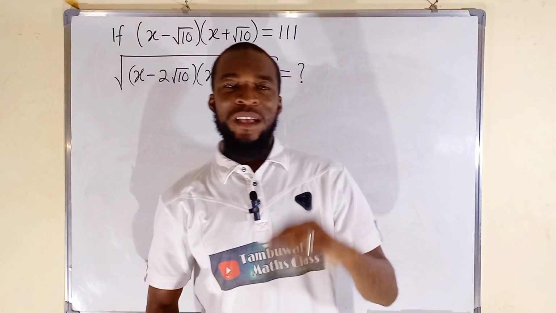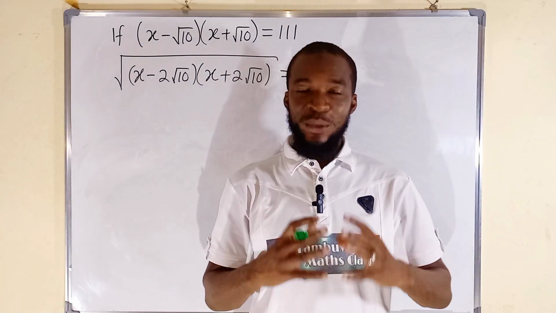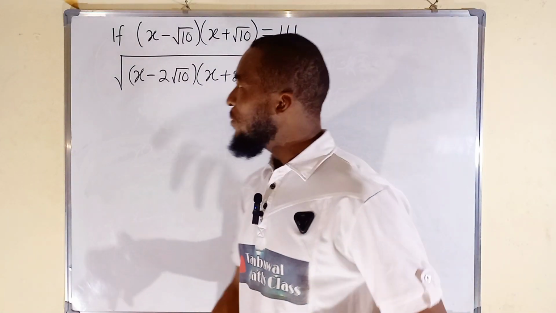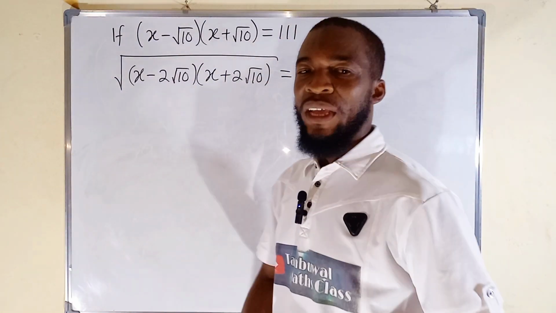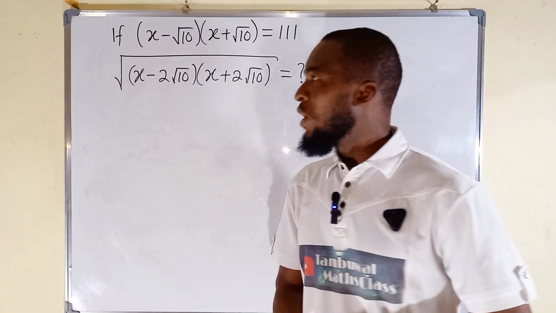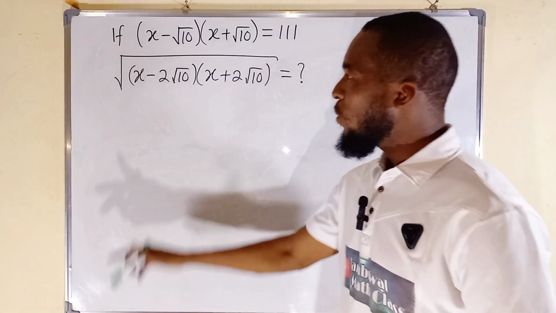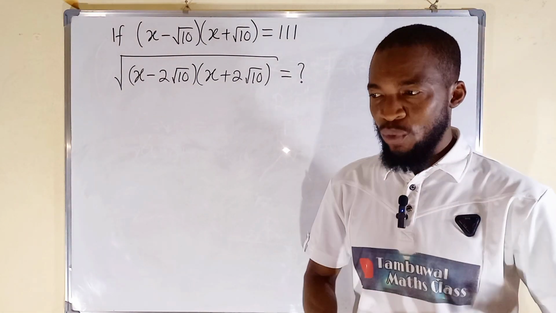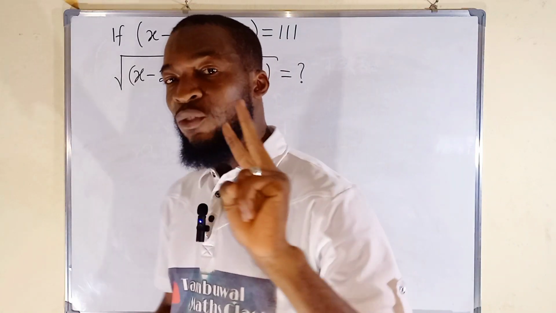Hello, good day viewers. In this tutorial we are going to find a solution to this very simple Olympiad mathematics question. We are given that if (x - √10)(x + √10) is equal to 111, we're asked to find the actual value of the square root of (x - 2√10)(x + 2√10). So I'm going to present you two methods.